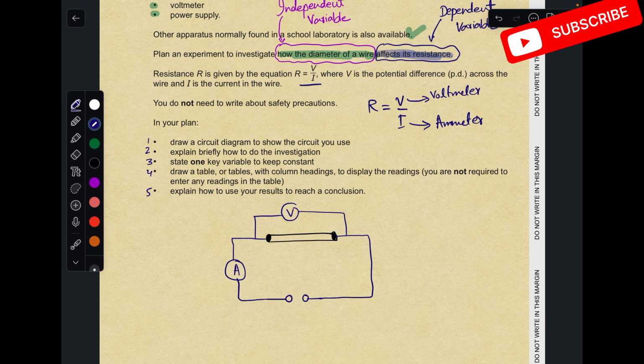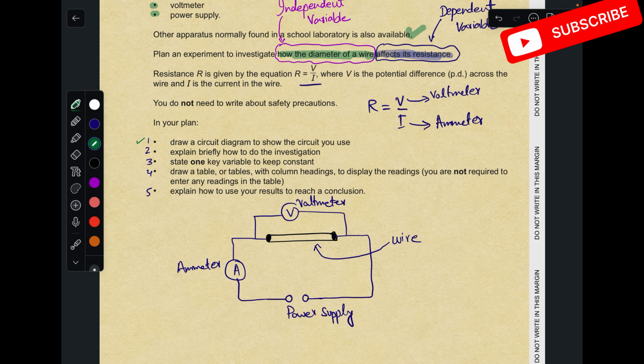This is the wire, this is the power supply, this is the voltmeter. This is the standard symbol of the voltmeter. You don't have to mention it, but you can if you want to. This is the ammeter. Okay, so this is the circuit diagram. We are done with the first thing. Second, explain how to do the investigation.